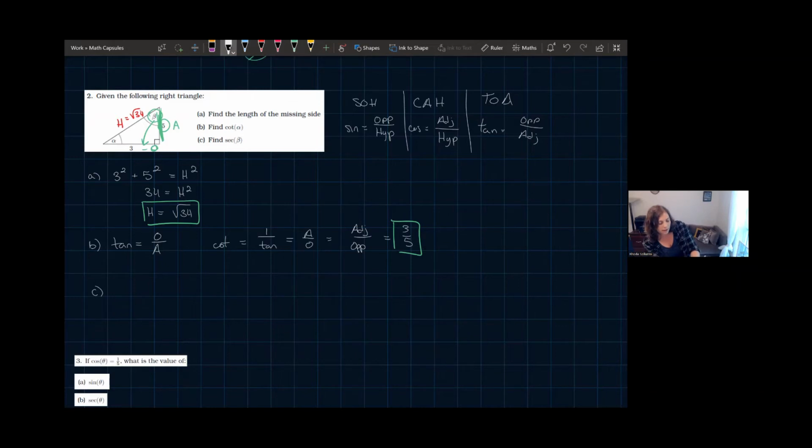Okay, now secant is 1 over cos. And we know that cos is equal to the adjacent over the hypotenuse. That's the CAH from SOH CAH TOA. So if cos is A over H, then secant would be the reciprocal, H over A. Now H is what we found in part A, it's root 34. A would be, in this context, 5. So there you go. That's how you can find the trig values, sine, cosine, tan, secant, cotan, cosecant, all 6 of them from just having the lengths of the sides of a right angled triangle.